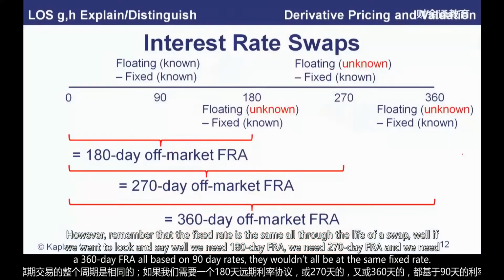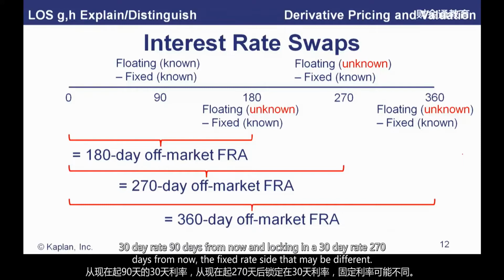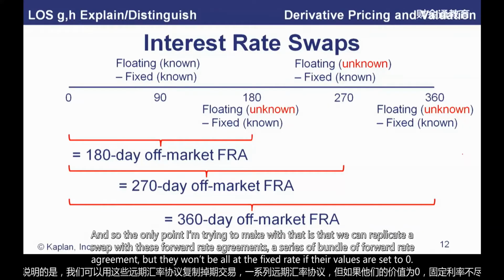Well, if we were to look and say, well, we need a 180-day FRA, we need a 270-day FRA, and we need a 360-day FRA, all based on 90-day rates, they wouldn't all be at the same fixed rate. Locking in a 90-day rate 90 days from now, and locking in a 90-day rate 270 days from now, the fixed rate side of that may be different. And so the only point I'm trying to make with that is we can replicate a swap with these forward rate agreements, a series, a bundle of forward rate agreements, but they won't all be at the fixed rate if their values are set to 0.